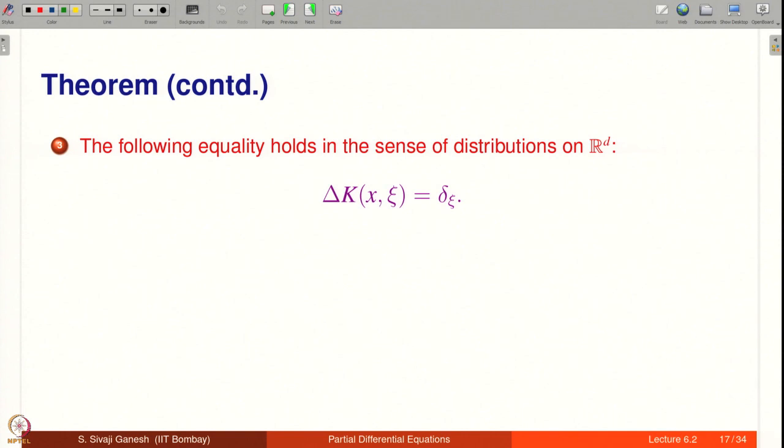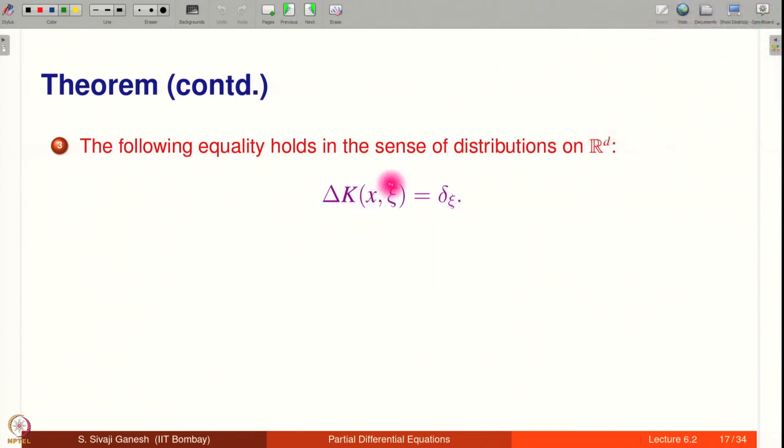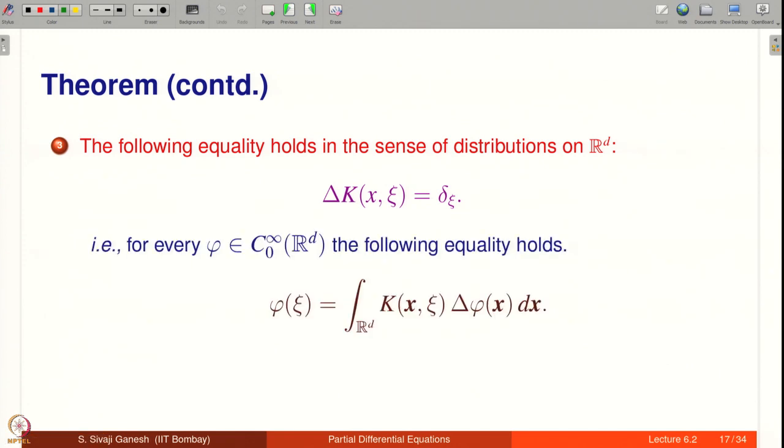And the following equality holds in the sense of distributions on R^d, that is Laplacian k of xi equal to delta xi. What we saw is Laplacian k of xi equal to 0 whenever x is not equal to xi. Now, there is always this question, what happens at x equal to xi? That is the effect here, delta xi comes in, delta xi is the Dirac delta. In case you do not know this, you can ignore, I am going to explain what this means. This means that for every phi in C0 infinity of R^d, the following equality holds. So loosely speaking, multiply with phi and integrate, integral phi delta will give you phi of xi, and here you do integration by parts, transfer the Laplacian from k to phi and you get this. So, phi of xi equals integral over R^d of k of x, xi Laplacian phi of x dx.